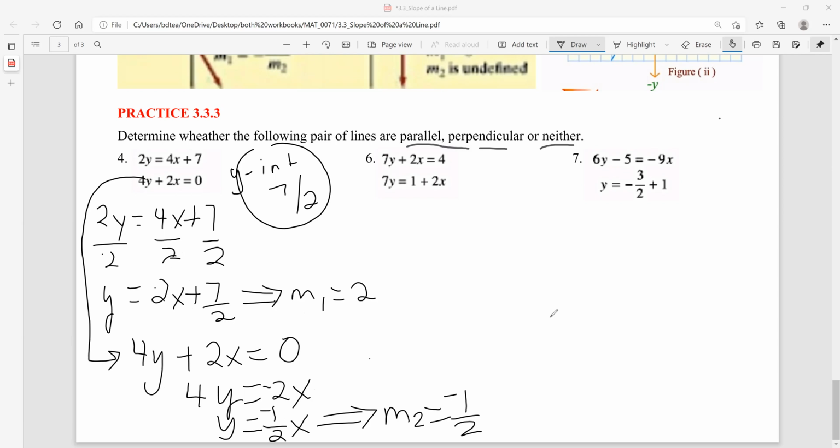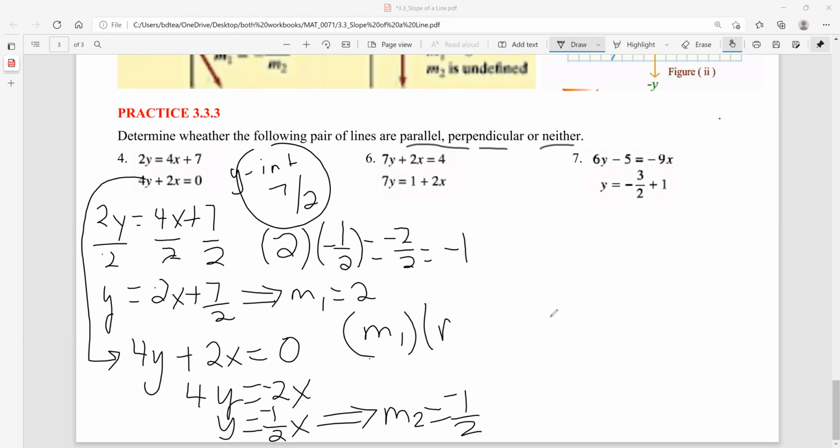So we know that they're not parallel lines because the slopes are not the same. But if we multiply 2, which is the slope of line 1, times -1/2, that equals -2/2, which equals -1. And when you multiply slope 1 times slope 2 and it equals -1, that means that they are perpendicular. So determine whether the lines are parallel, perpendicular, or neither. The lines here for number 4 are perpendicular.